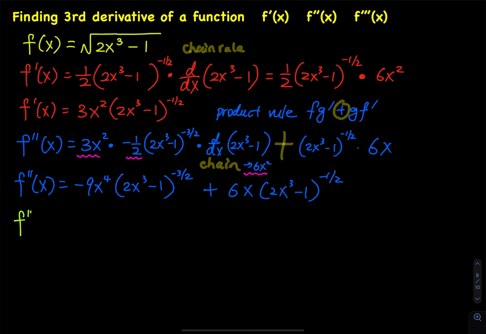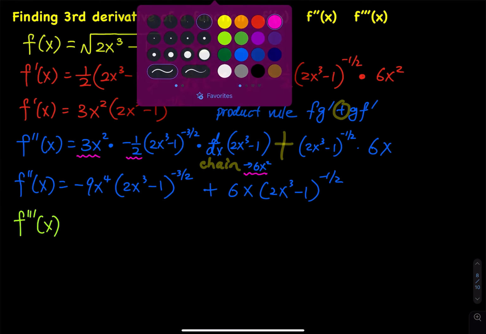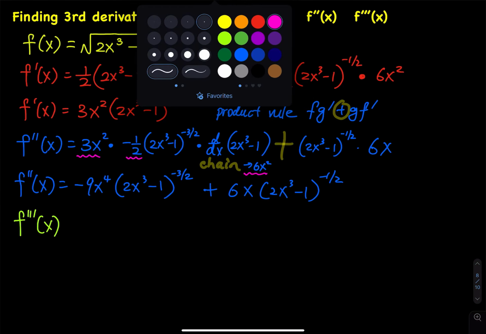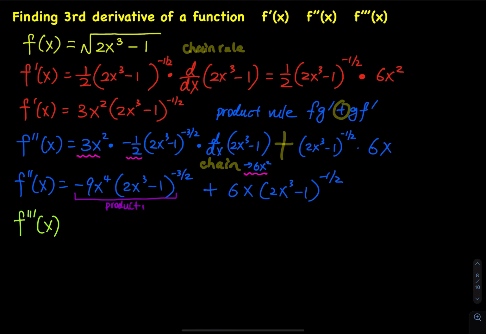All right, so for the first one, right here, we have a product rule. Let me just do this in a different color. So this is a product rule. Which color should I use? This one. So this is a product rule. And then this is another product rule.